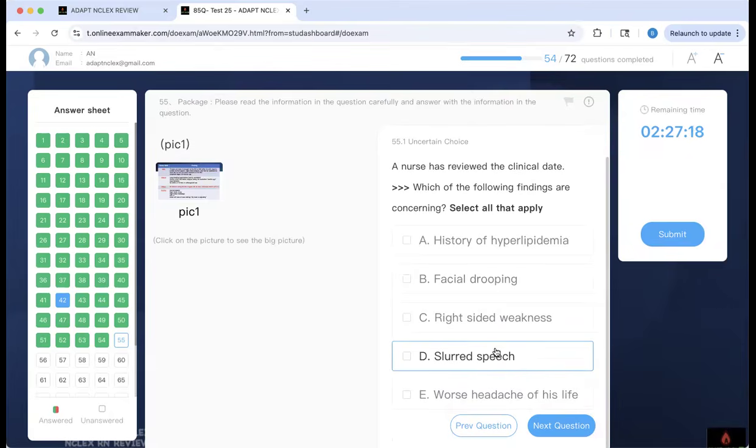The nurse has reviewed the clinical data. Which of the following findings are concerning? Select all that apply. Which ones do you think are concerning? What do you think?